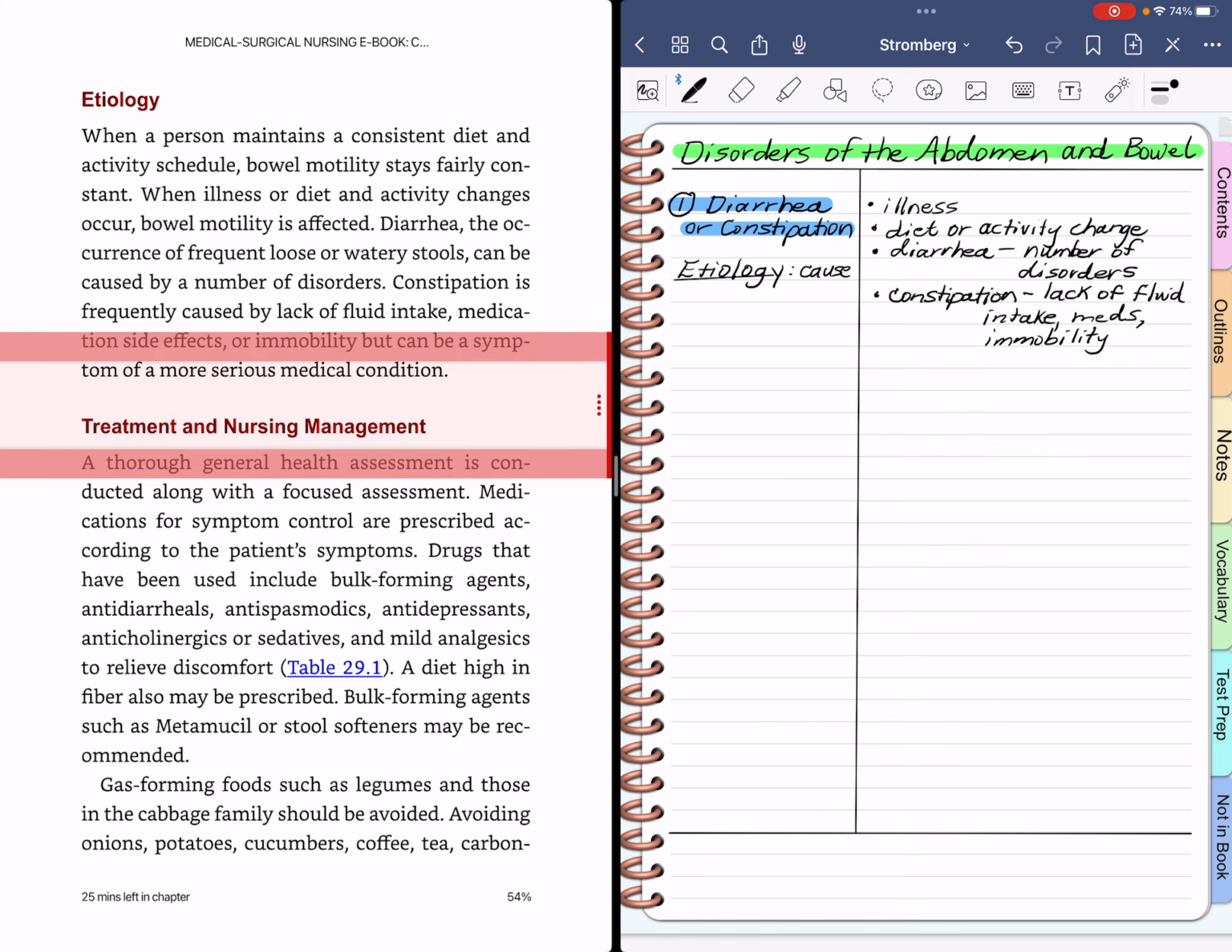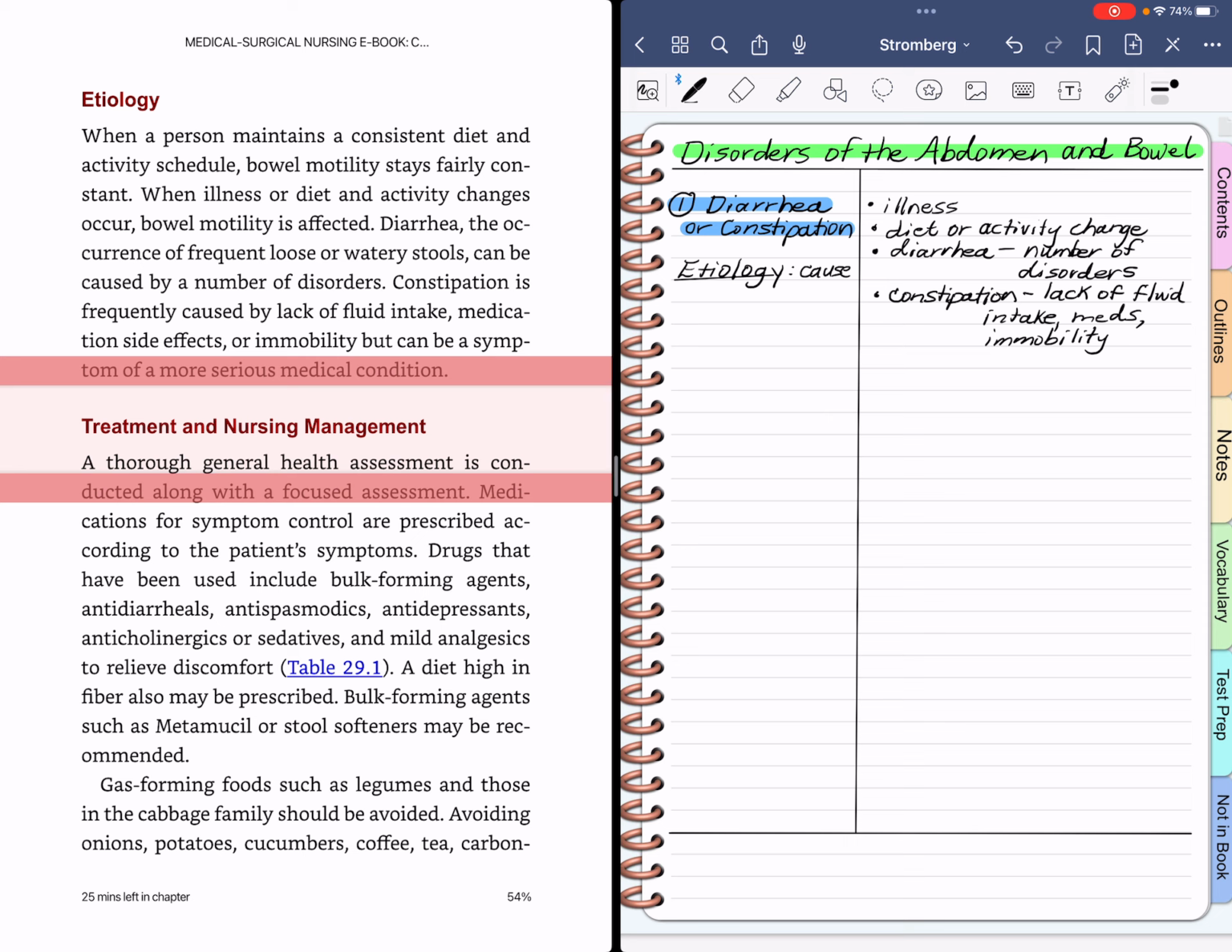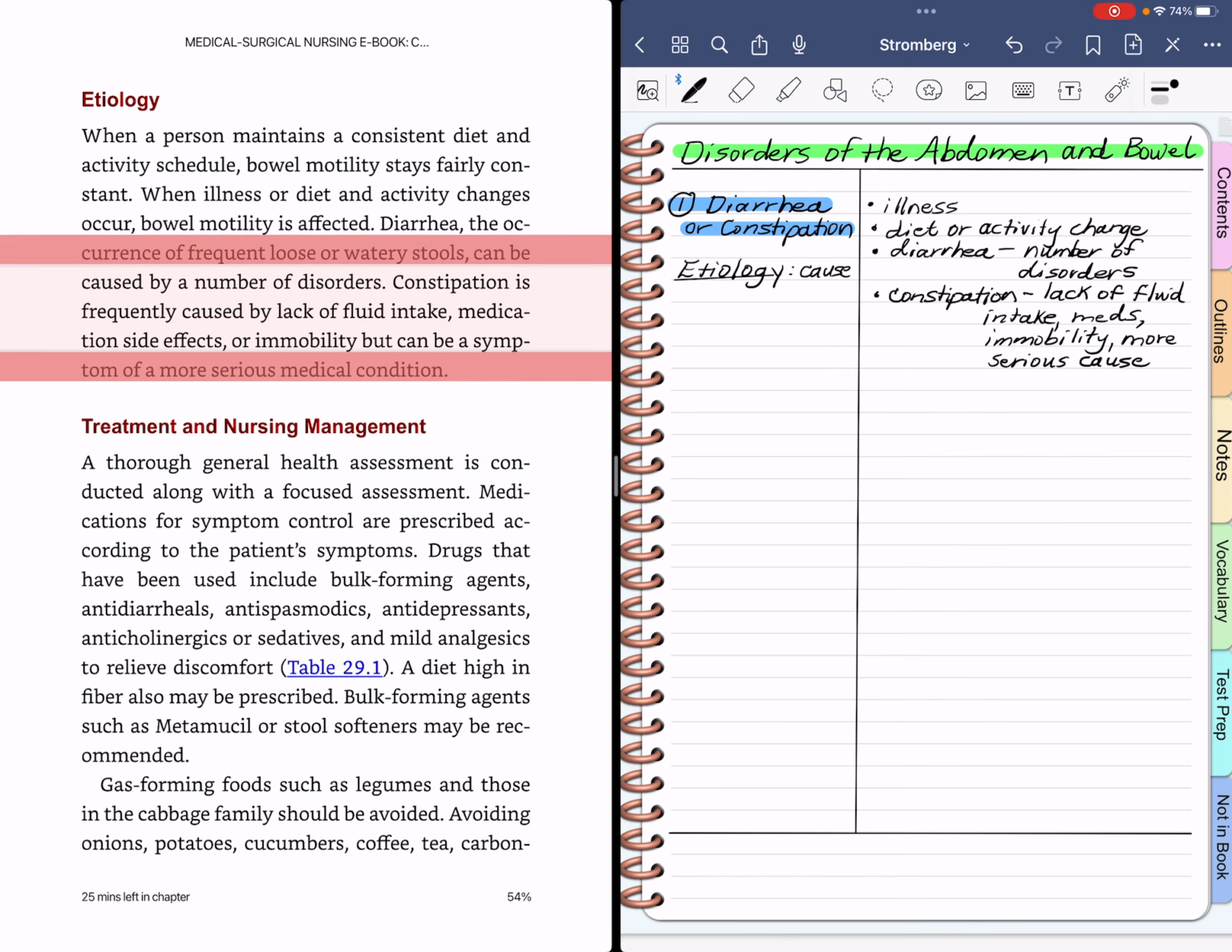But it can be a symptom of a more serious medical condition. So constipation can also have a more serious cause. Now, the book doesn't elaborate on that, but it's worth noting because the book noted it. Notice what I've done here. I have not rewritten the paragraph. The paragraph's already written. I'm just trying to process what it's telling me about the etiology of this condition.